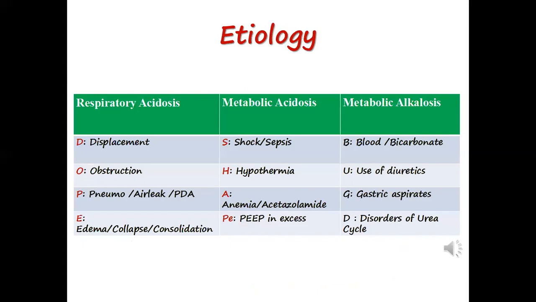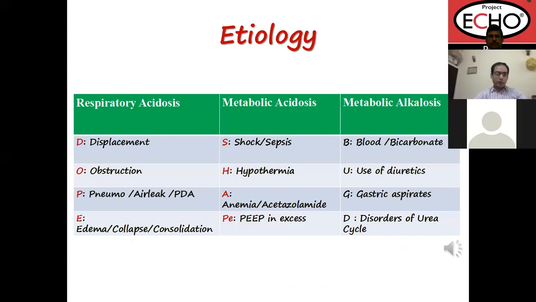Now, etiology. I have just tried to make a few mnemonics so that you can easily remember. Remember, for respiratory acidosis, any respiratory disorder, whether in the parenchyma or pleura, pneumonia, RDS, meconium aspiration, effusion, air leaks, they can produce respiratory acidosis. If the baby is already on respiratory support, any displacement or obstruction of the tube because of secretions, pulmonary edema, PDA can produce respiratory acidosis.